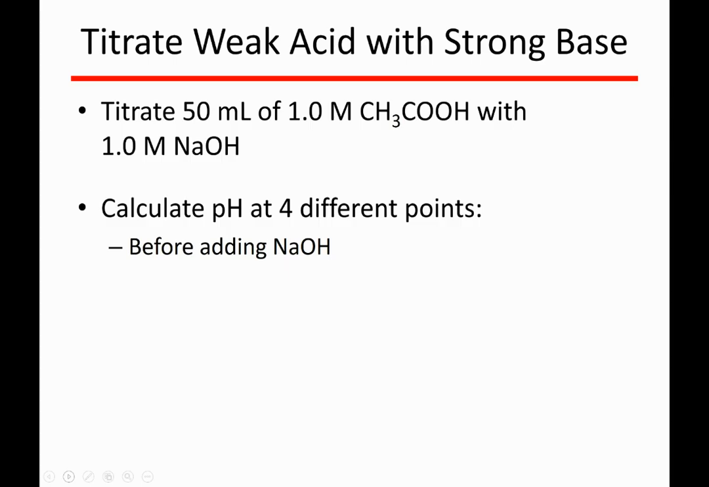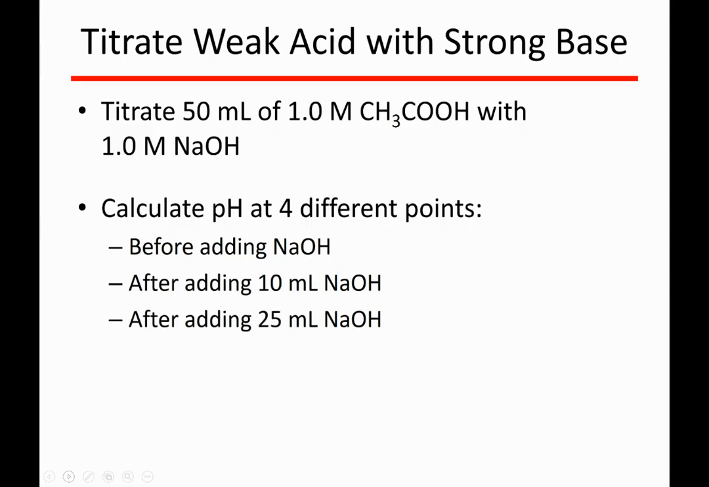We'll calculate the pH before adding any sodium hydroxide. We'll calculate the pH after you add 10 milliliters of sodium hydroxide. We'll calculate the pH after adding 25 milliliters of sodium hydroxide. And then lastly, we'll calculate the pH after adding 50 milliliters of the sodium hydroxide. And along the way, we're going to get a lot of practice with acid-base chemistry and doing pH calculations. This will involve combining concepts that you've learned all throughout this quarter so far, and even some things that you saw back in Chem 1A. So in our next video, we'll take a look at the first point on our pH curve before we added any sodium hydroxide.